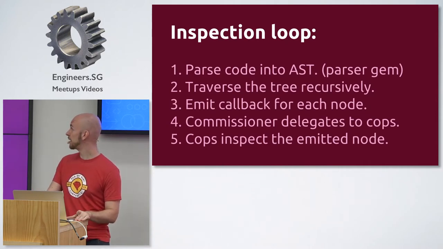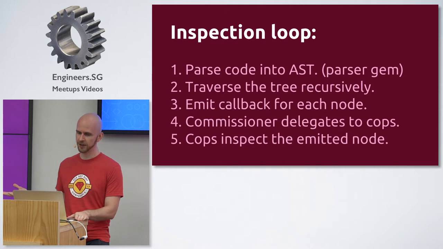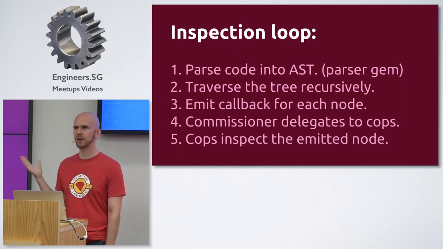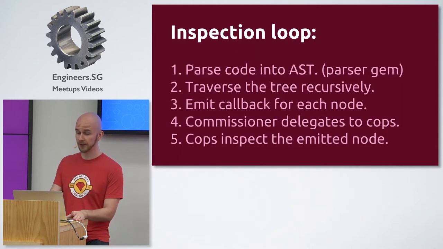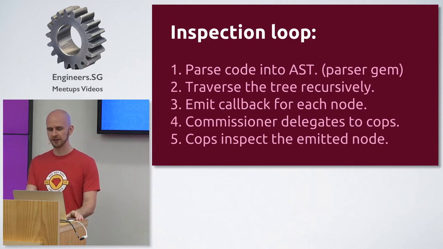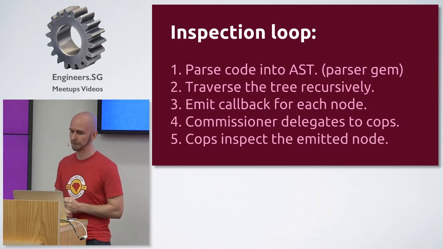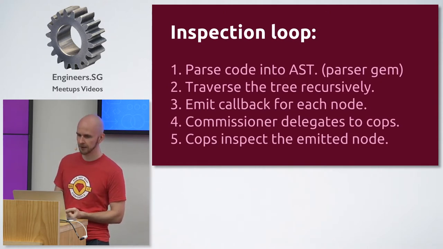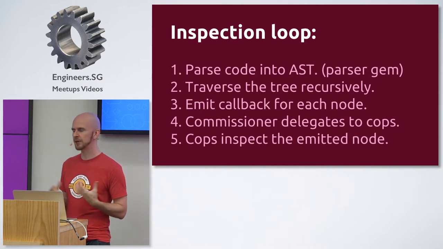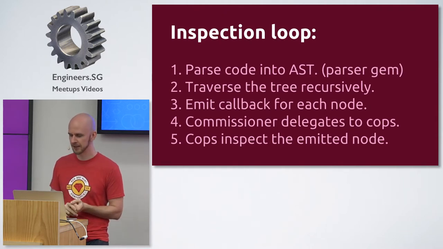The second step, once we have the abstract syntax tree, is to just walk the tree. So we basically iterate over the tree recursively. And for every node, we will emit a callback. So we'll call a method with a certain name, depending on the type of the node. This is done by a class called the commissioner, the police commissioner, which delegates the work of actually inspecting to the cops. Each cop inspects for one single type of offense only. And finally, the cops are allowed to inspect the code that is emitted. So I'm going to walk through a simple example of how this happens.